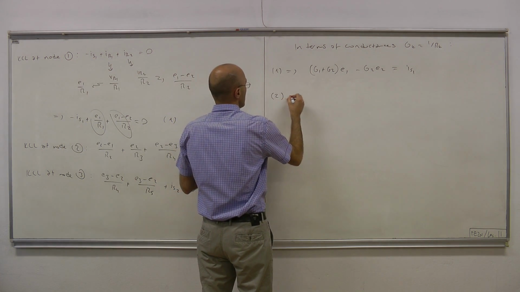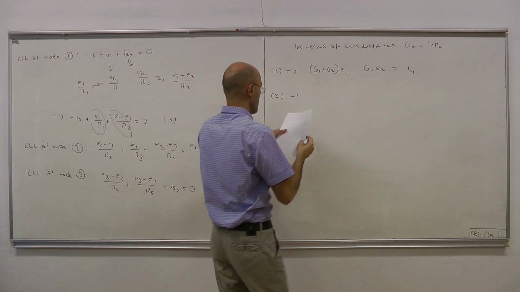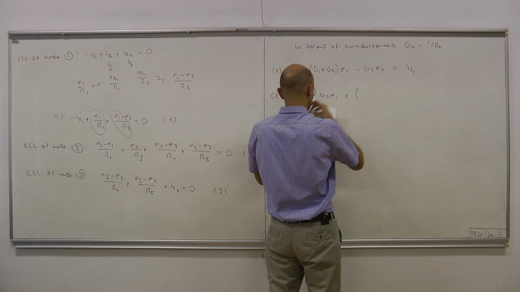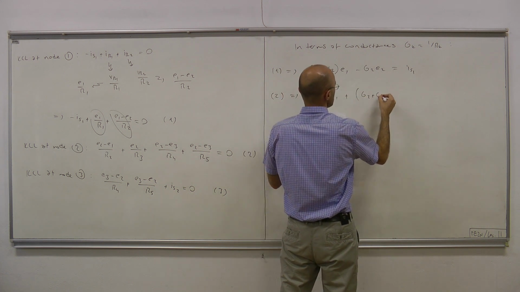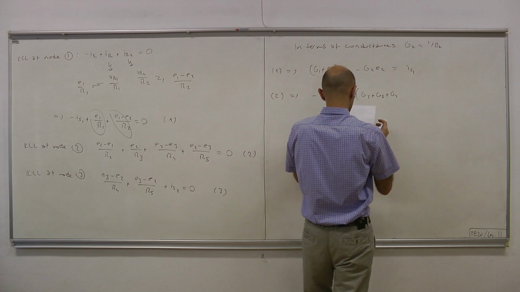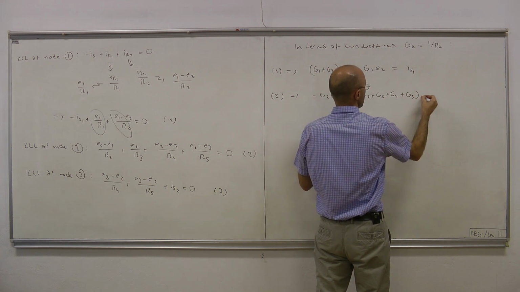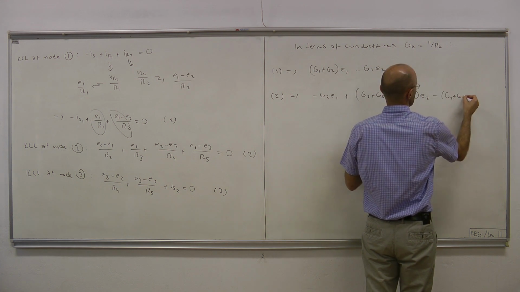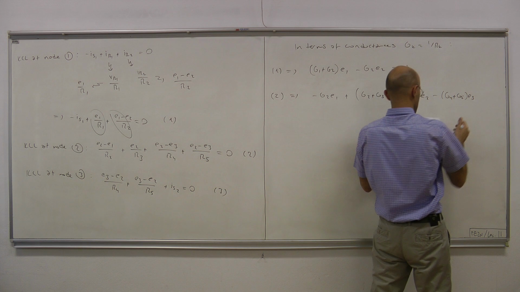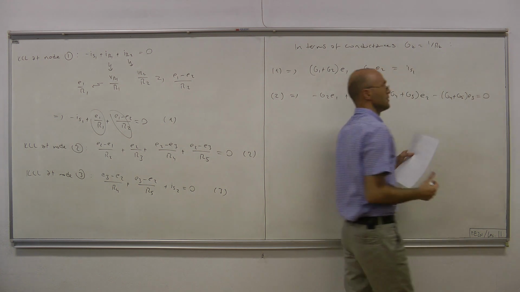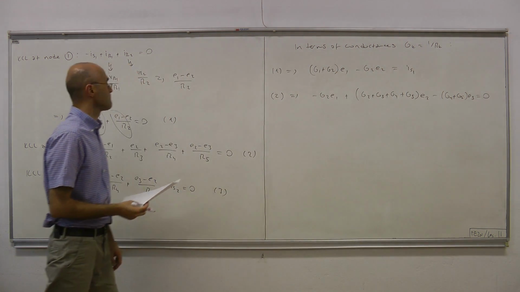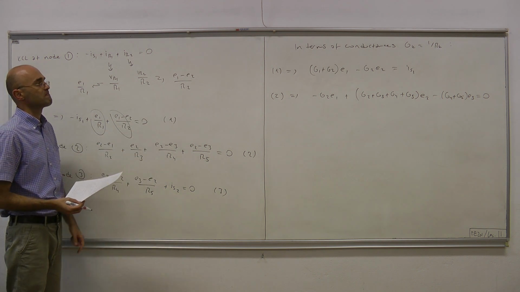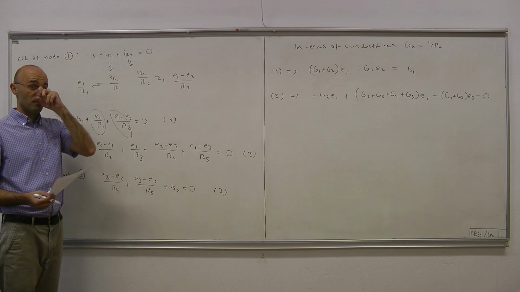Let's do the same thing for equation 2. Here we have minus G2 E1 plus (G2 plus G3 plus G4 plus G5) E2 minus (G4 plus G5) E3, that equals 0. Okay, so that's this equation rewritten in that way in terms of conductance.